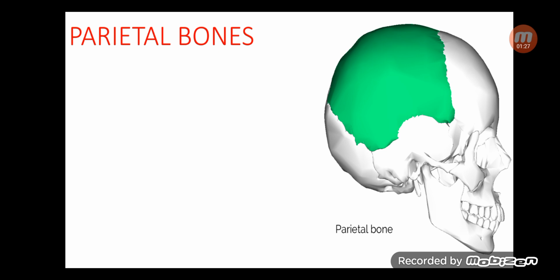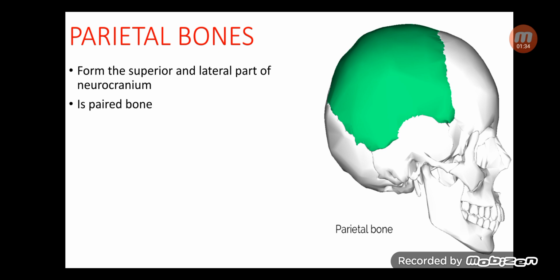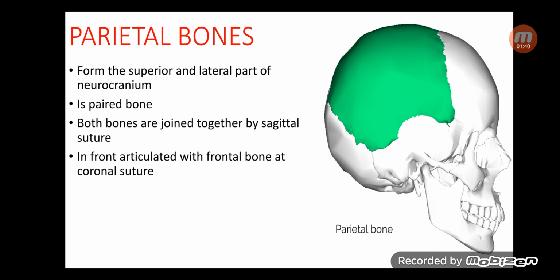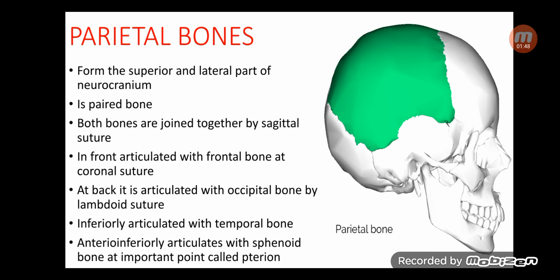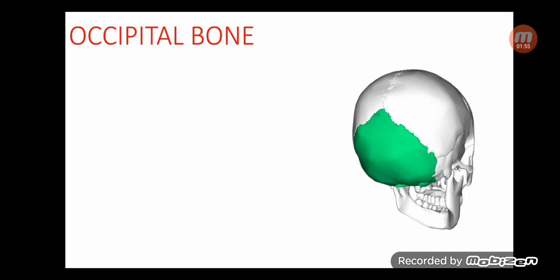Then we have the second cranial bone, that is the parietal bone, that is a paired bone. It forms the superior and lateral part of the neurocranium. Both bones are joined together by the sagittal suture in the midline. In front, it is articulated with the frontal bone at the coronal suture, and in back, it is articulated with the occipital bone by the lambdoid suture. Inferiorly, it is articulated with the temporal bone, and anterior-inferiorly, it articulates with the sphenoid bone, an important joint called the pterion.